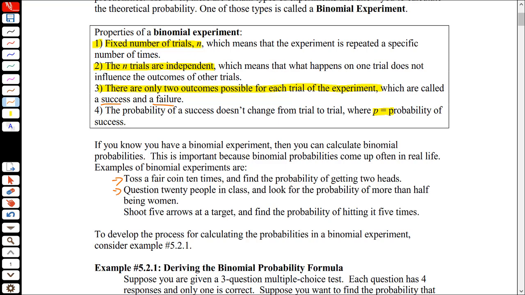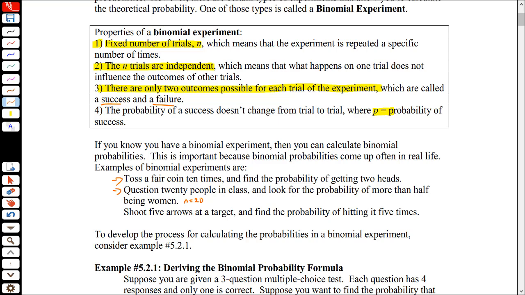Question 20 people in class and look for the probability of more than half of them being women. So again, in this case, the trials would be asking the question. When we say we have a fixed number of trials, in this case we're asking a question to 20 people. So there the number of trials would be 20.